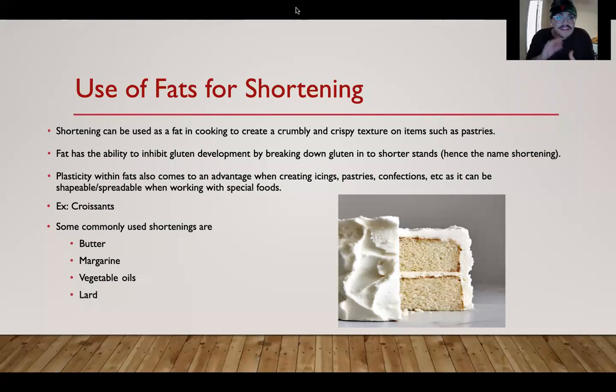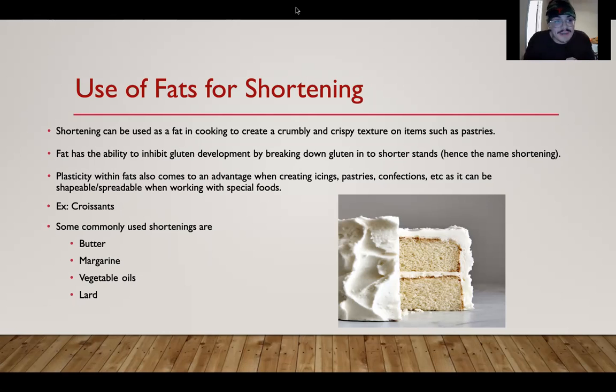Alrighty, so we have the use of fat for shortening. Shortening can be used as a fat in cooking to create a crumbly or crispy texture on items such as pastries. Fat has the ability to inhibit gluten development by breaking down gluten into shorter strands, hence the name shortening. Plasticity within fats also comes to an advantage when creating icings, pastries, and confections, as it can be shapeable and spreadable when working with special foods.